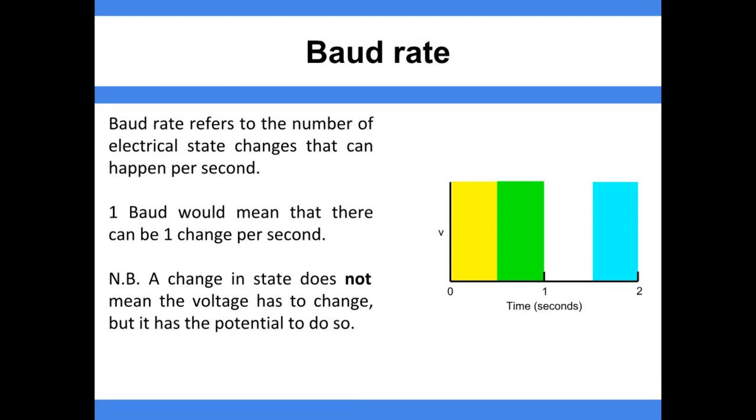If we had a network that was set up to use one baud, that would mean that there would be one state change per second, or at least one potential state change per second. That doesn't mean that the voltage would have to change, but it has the potential to do so. So if you think about a signal being sent over maybe that copper wire, that data is going to be turned into different voltages, okay? And we'd allow one state change of that voltage per second if it was one baud, okay?